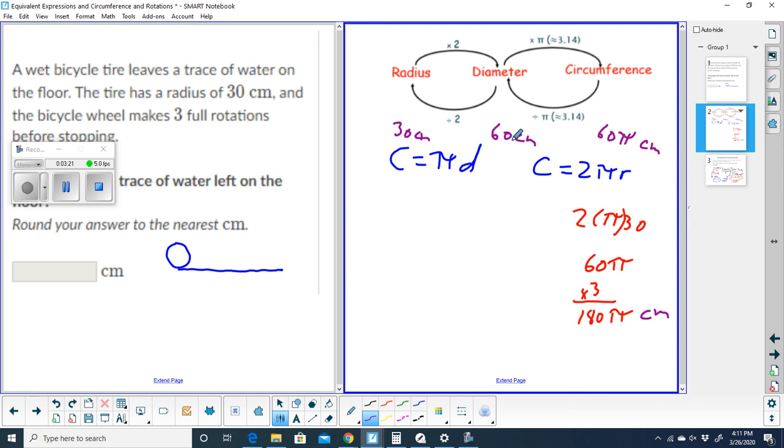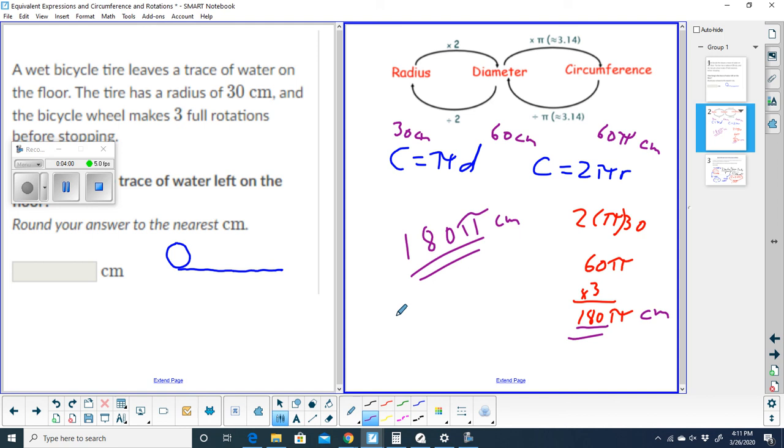But once again, this is the circumference of the circle. We're talking about 3 times around, so 3 times 60 pi is 180 pi centimeters. So we're going to get 180 pi either way. We either use the formula, 2 times pi times r, and then multiply by 3 because there's 3 rotations, or we use the flowchart: radius, diameter, circumference, radius times 2, diameter times pi. So this is the exact circumference, or exact distance that the water will be left on the floor.